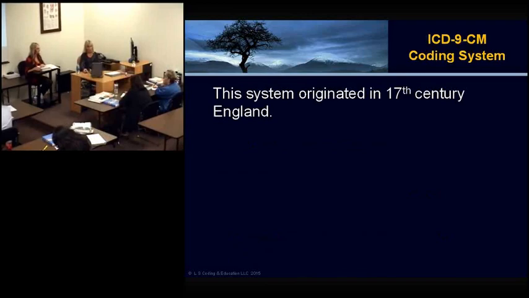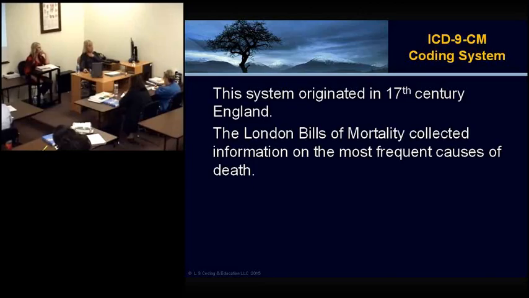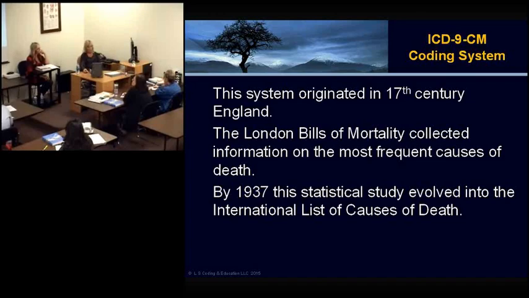All right, this is just interesting information. The ICD-9 coding system actually originated in 17th century England, and it was called the London Bills of Mortality. It collected information about the most frequent causes of death. They weren't trying to code people being sick. They were just trying to figure out how many people died of the bubonic plague or some other illness. By 1937, this statistical study evolved into what was then called the International List of Causes of Death.